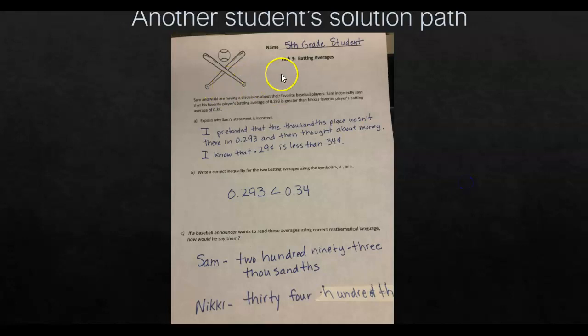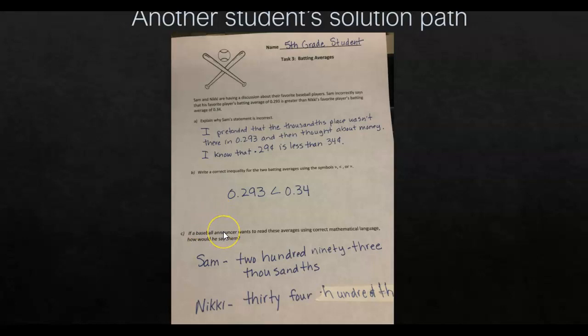Here's another student's solution path. What this student did was think about money, and this is what they've written. I pretended that the thousandths place wasn't there in 293 thousandths, and then thought about money. I know that 29 cents is less than 34 cents. So as we go on down and look at part B, when you were to write an inequality, this student wrote that 293 thousandths is less than 34 hundredths, using the less than symbol. Remember that the open mouth is always eating the larger number.